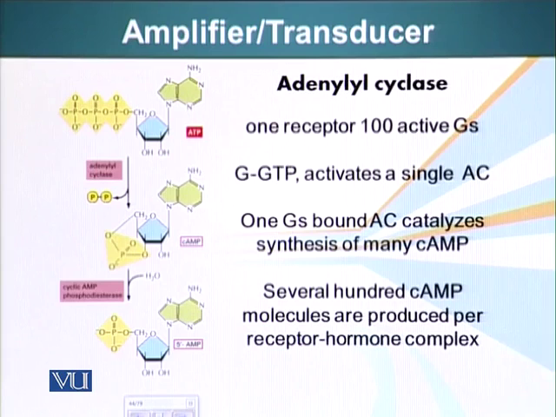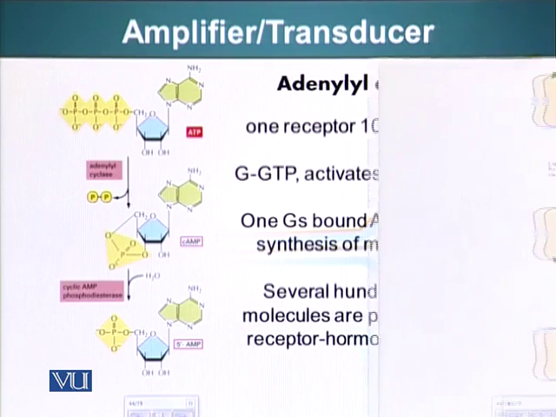One receptor can activate 100 G proteins. A single G protein generally activates a single adenylyl cyclase. Once G proteins activate adenylyl cyclase, it can synthesize many cyclic AMP molecules. Several hundred molecules are produced per receptor hormone complex. So here again is the signal amplification step, which is very important in the signaling cascade or signaling pathway.